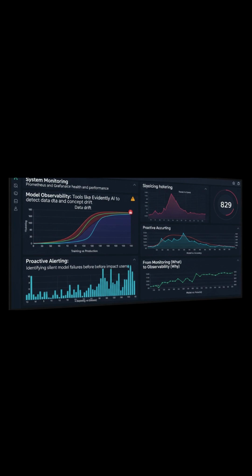But what about the model itself? That's where specialized observability tools are critical. I use libraries like Evidently AI to proactively detect silent failures like data drift and concept drift.